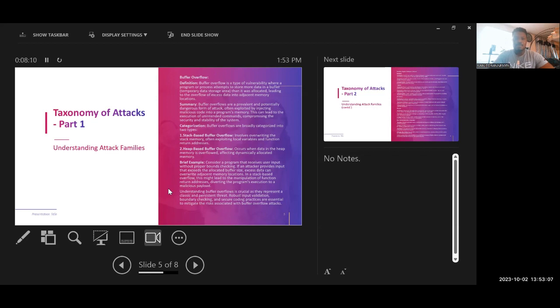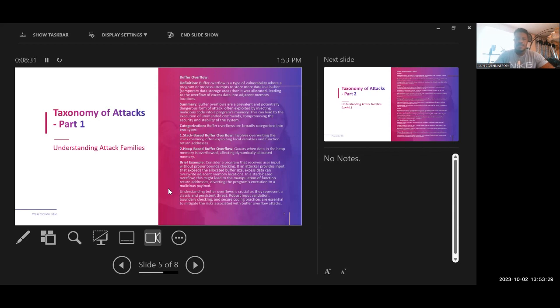Then we have summary. Buffer overflows are a prevalent and potentially dangerous form of attack, often exploited by injecting malicious code into the program memory. That's what happened. Now, people would inject code into a program, and that program would malfunction, and it enabled them to take control of that program.